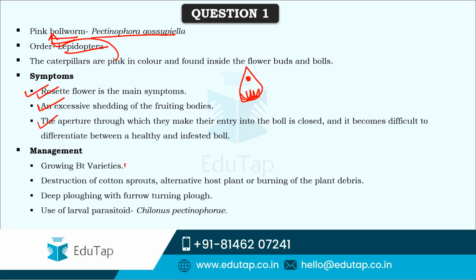And then management, growing of Bt varieties, that is Bacillus thuringiensis cotton varieties which have the ability to resist this, and then destruction of cotton sprouts, which is the alternative host plant for these, and then burning of the plant debris, so that whatever, if there are eggs, larvae, pupae, anything, they can be killed. Next, deep ploughing, so that the soil can be exposed to severe hot sun, and that also will kill the pupae and the eggs. And larval parasitoid Chelonus pectinophorae can also be used, which is again a natural way of controlling these pink bollworms. Otherwise, chemicals like monocrotophos can also be used to control these pests.